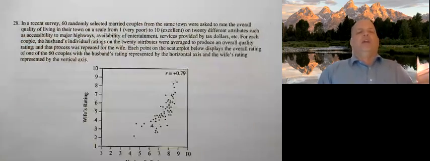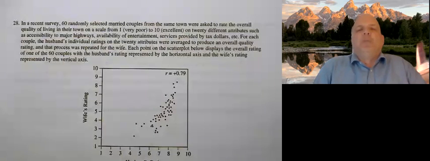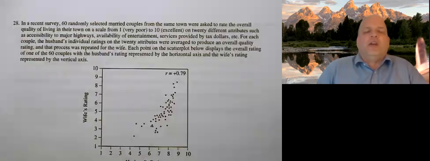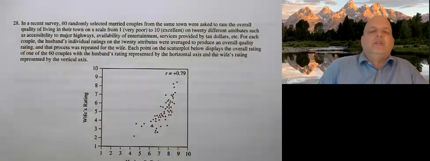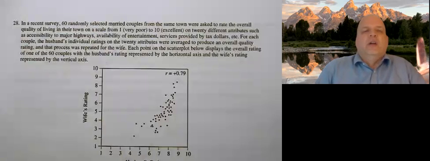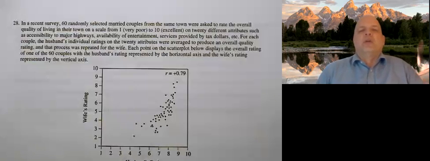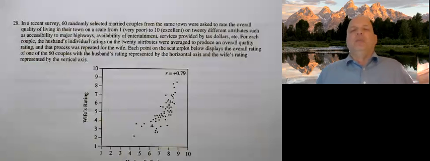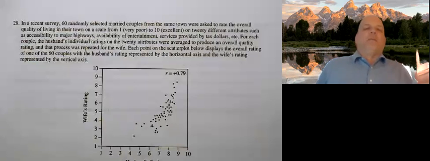In a recent survey, 60 randomly selected married couples from the same town were asked to rate overall quality of living in their town on a scale from 1, which is stinks, to 10, which is phenomenal, on 20 different attributes such as accessibility to major highways, availability, entertainment, services provided by tax dollars, etc. For each couple, the husband's individual ratings on the 20 attributes were averaged to produce an overall quality rating, and that process was repeated for the wife.